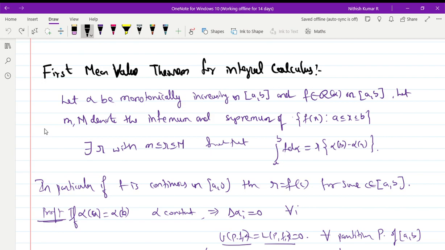Let m and capital M denote the infimum and supremum of the set of all f of x such that x lies between a and b, that is, the function values of f on the closed interval [a, b]. Then there exists an r between the infimum and supremum of f such that the integral from a to b of f d alpha is equal to r times alpha of b minus alpha of a. In particular, if f is continuous on [a, b], then r is nothing but f of c for some c in [a, b].